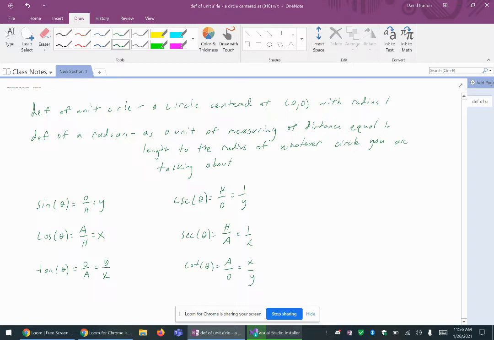And you'll need to know a third set of definitions: these trig functions defined in terms of other trig functions. If sine's the y value and tangent's y over x, tangent's also sine over cosine. Cosecant is 1 over sine. Secant is 1 over cosine. Sine is 1 over cosecant. And cosine is 1 over secant. All right, so you need to know all those.